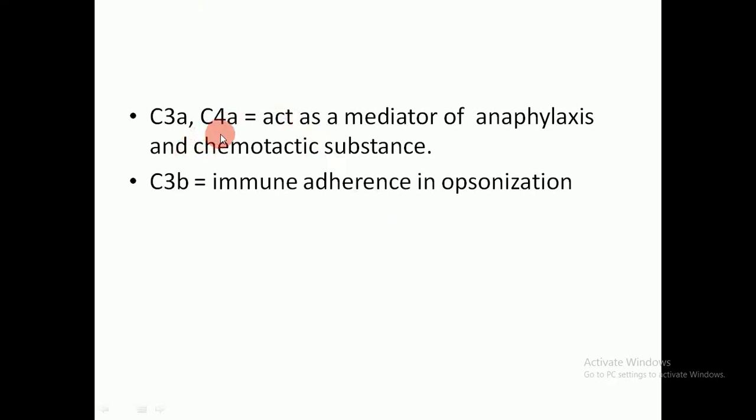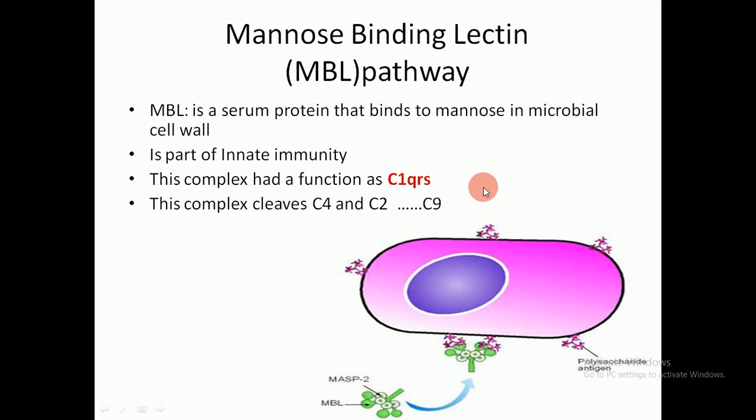The other, smaller fragments, C3a and C4a, act as mediators of anaphylaxis and chemotactic substances to other immune cells. C3b is for immune adherence and functions in opsonization. It's important in opsonization and enhances opsonization. This is the classical pathway of complement activation.